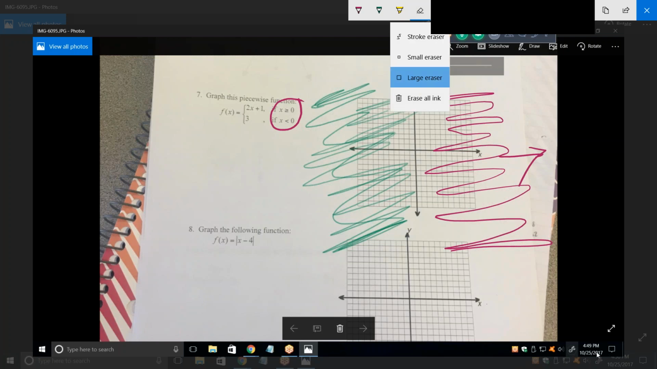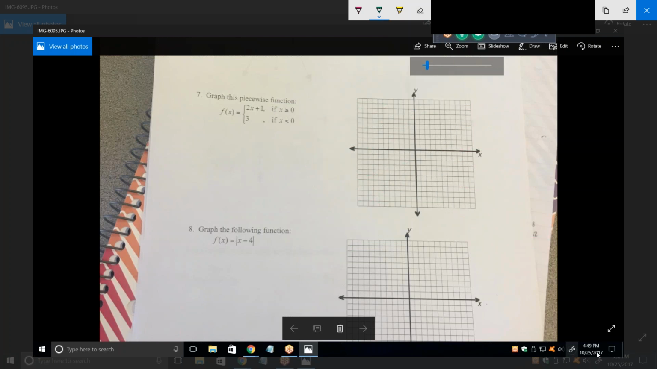Now, to the right of the y-axis, we're going to graph 2x plus 1. How do I graph that? Go to 1, then you go up to the right 1.